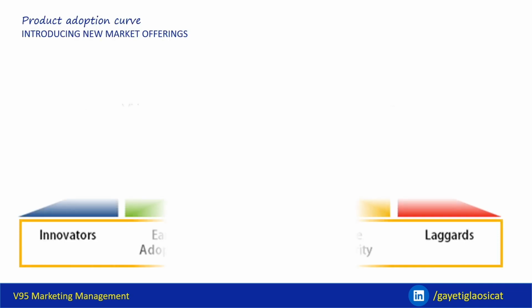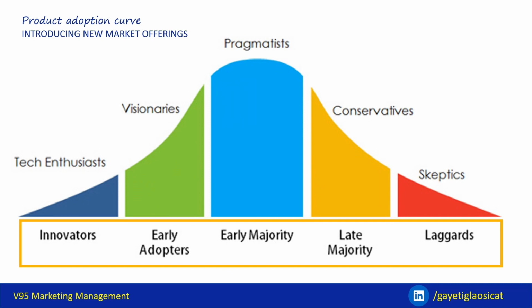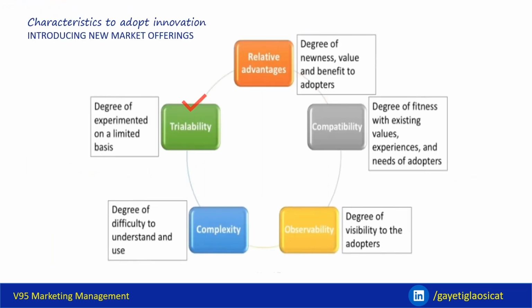So this is the product adoption curve. As you see, the majority are under the early majority group, who are the people who begin buying a new product after waiting to see if the people who have already bought it are satisfied. These are the adoption innovation characteristics that include trialability, relative advantage, compatibility, observability, and even complexity.